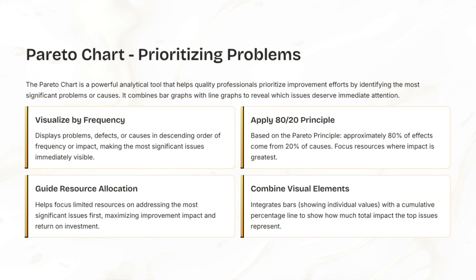The chart displays problems, defects, or causes in descending order of frequency or impact, making it immediately clear which issues are the most pressing. In essence, the Pareto chart is a powerful analytical tool for quality professionals. It helps us prioritize improvement efforts by clearly identifying the most significant problems or causes. Combining bar graphs with line graphs, it visually reveals which issues deserve our immediate attention, guiding us to allocate resources where they will have the greatest impact.